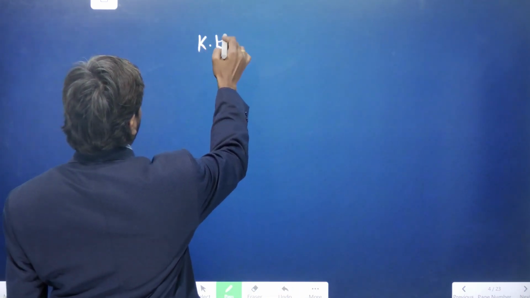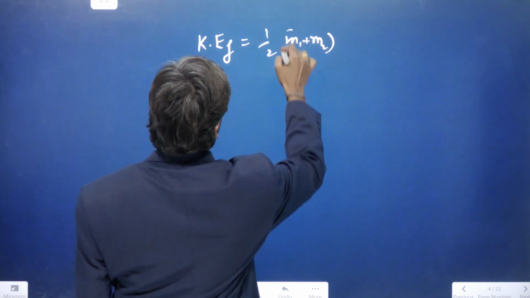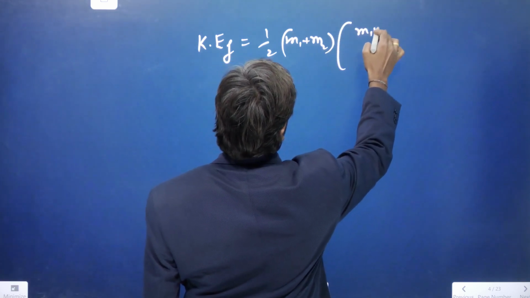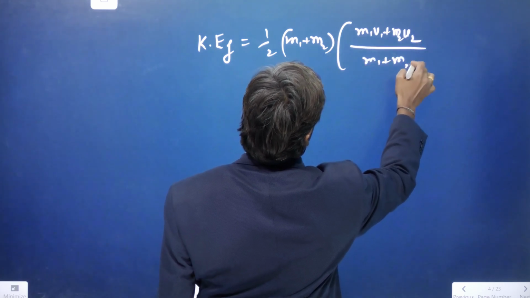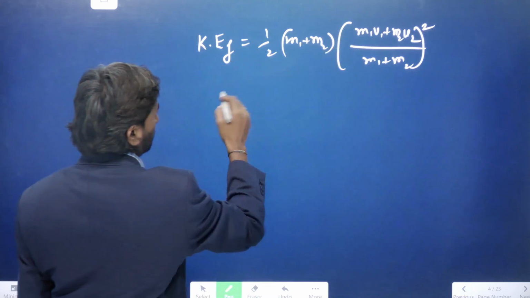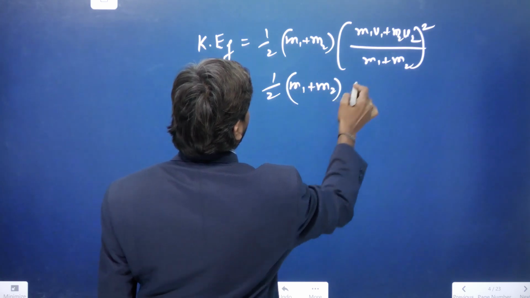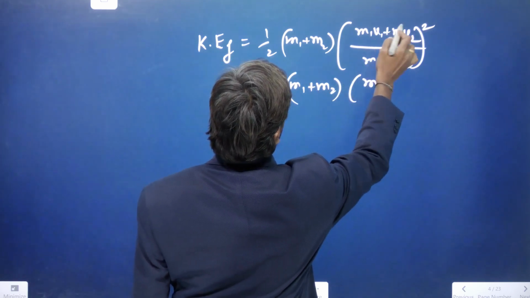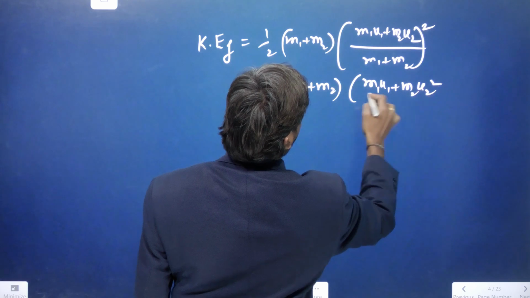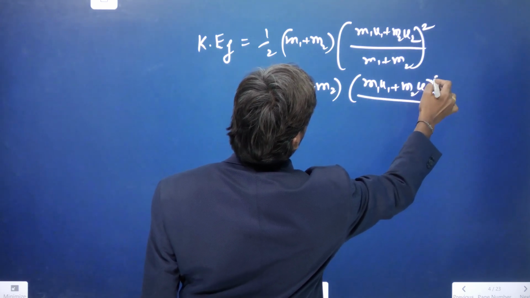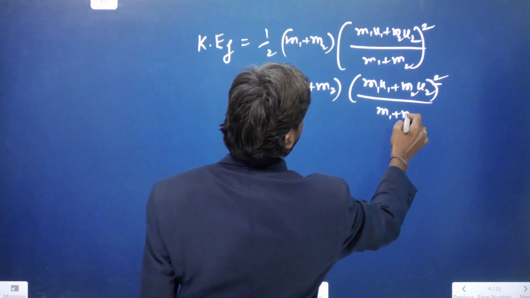Then the final kinetic energy we can write as half into (m1 plus m2) into V squared. The V value we got here is m1 u1 plus m2 u2 divided by m1 plus m2, whole square. So from this, half into m1 plus m2 into (m1 u1 plus m2 u2) divided by (m1 plus m2), whole square, and separately I am writing m1 plus m2 whole square there.